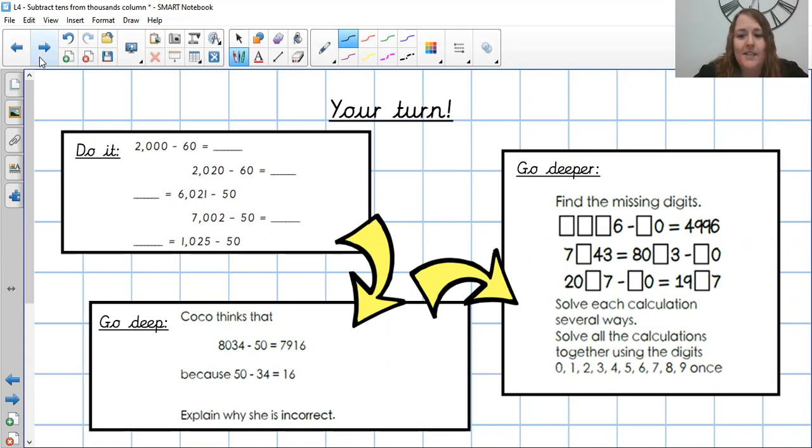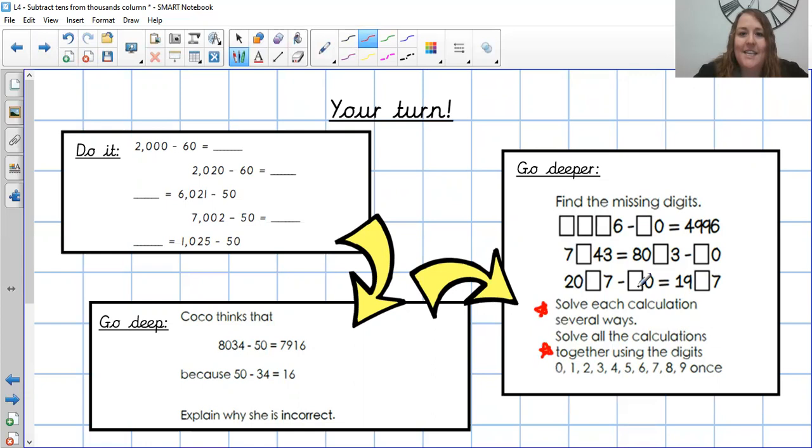Your Go Deeper activity for today then is a missing digits. So it's asking you, first of all, just like it did last week, to solve them in several ways, if you can, and then to solve all the calculations together using the digit once. Again, it's asking you to take away a tens digit, think about the pattern with the ones that we've already spoken about, do the ones that you can do first, and have a go at the others. Again, if you want to pause the video here, you can go and have a go at those. I wish you lots of luck, and I can't wait to see your videos later.